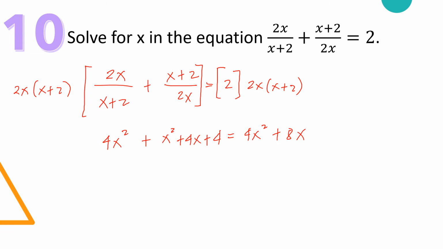Subtracting 4x squared from both sides of the equation, also subtracting 8x, we will have x squared minus 4x plus 4 is equal to 0. X squared minus 4x plus 4 can be factored as x minus 2 squared equals 0. Therefore, x is equal to 2.